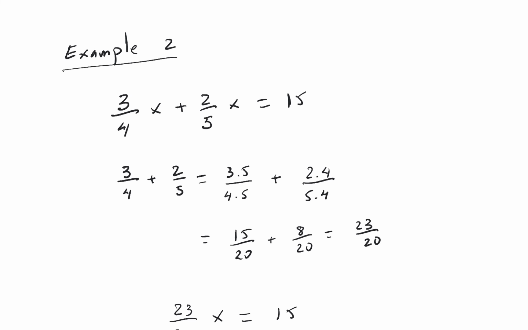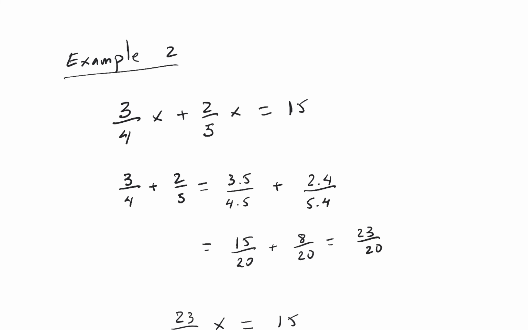Let's say that I have now 3/4 of x plus 2/5 x equal 15. How will we solve this? So we have 3/4 apples plus 2/5 apples. We need to sum this quantity. I didn't write the x. So I have to sum these two fractions. How will I sum these two fractions?